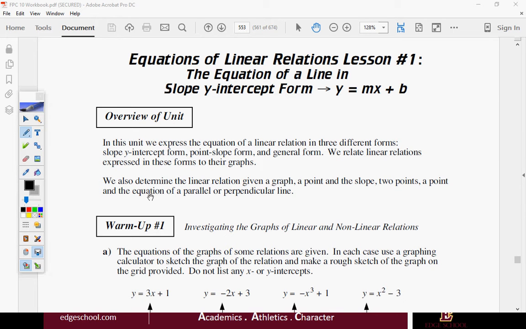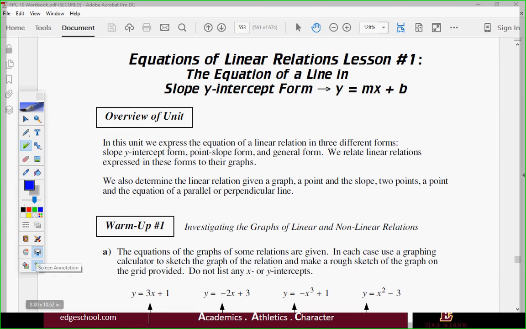For lesson 4, the equation of a line, slope y-intercept form, y equals mx plus b. In this unit, we express the equation of a linear relation in 3 different forms. I'd highlight this if I were you, because on your test, it'll ask for a form. If you don't know the forms, you don't know what it's asking. One is slope y-intercept form. You have slope y-intercept form, point slope form, and general form. Those are the 3 forms that you're going to have to get familiar with.